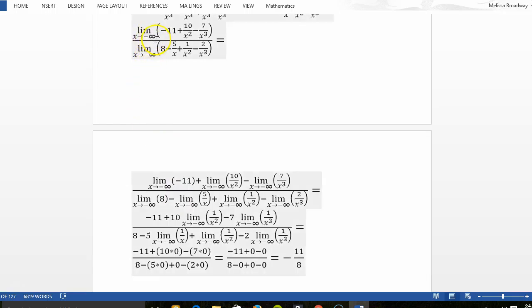We go even further. Now the limit of the difference is the difference of the limits, and the limit of the sum is the sum of the limits as long as all things exist. So we just break it up like that. And then we just get, now the limit as x goes to negative infinity of negative 11, that's just negative 11. Negative 11 doesn't care. It's just a constant. And the limit as x goes to infinity of 10 over x squared, that's 0. Well, we can yank out the 10.